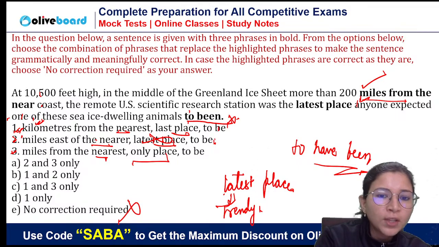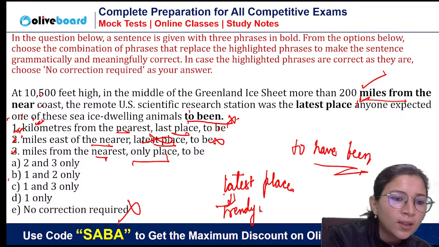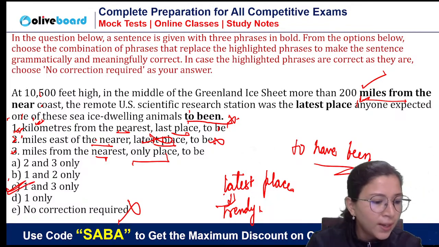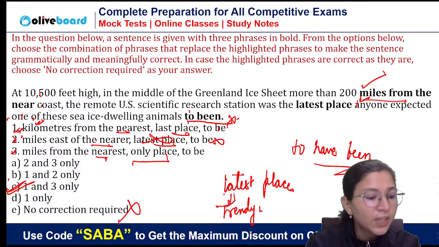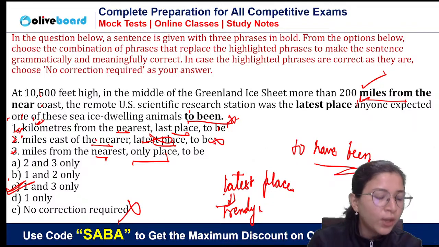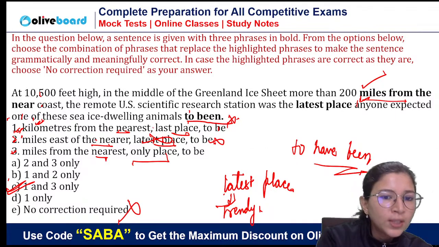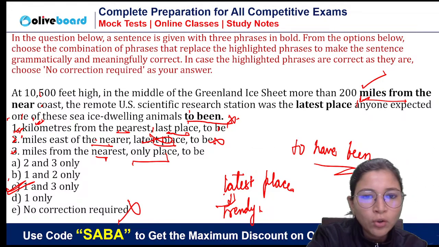Okay, so on the basis of this also you can eliminate option second. So one and third both can definitely go. Is it clear? Never expected, trendy, new. So in all these cases, we use latest. So that is why it is eliminated. So this will be the answer, one and third. Yes, most of you got it right. The answer is one and third. Moving on to the next question.